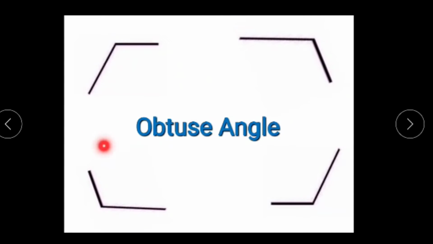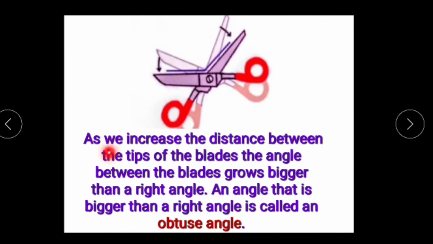Now the third type of angle is obtuse angle. As we increase the distance between the tips of the blades, the angle between the blades grows bigger than a right angle. Now when we increase the distance, we get another angle which we call obtuse angle, which is bigger than a right angle. So we call it obtuse angle.